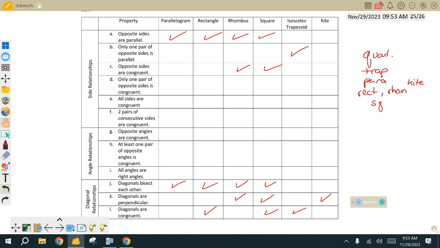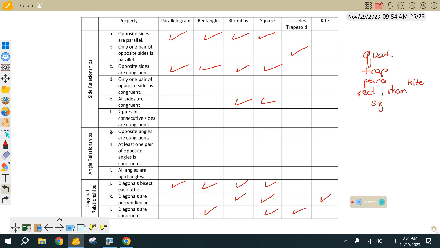Because down here it says all sides are congruent. That's a little bit more clear. When we say all sides are congruent, that's clearly stating what? Square and rhombus. So when you say opposite sides are congruent, if you said those two as well, that totally makes sense. You've got two pairs of opposite sides congruent in a rectangle and a parallelogram. So I would totally buy that.